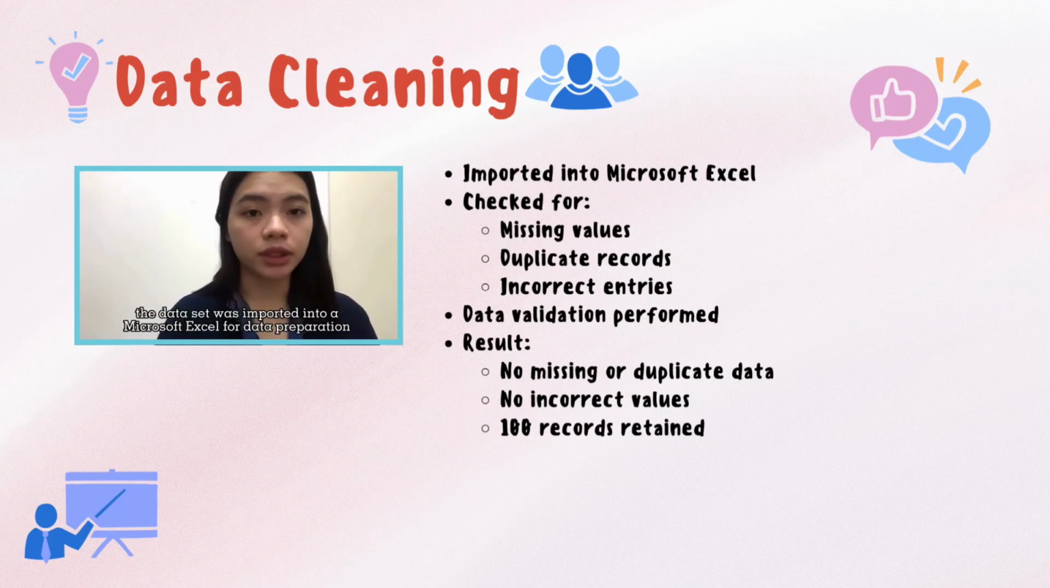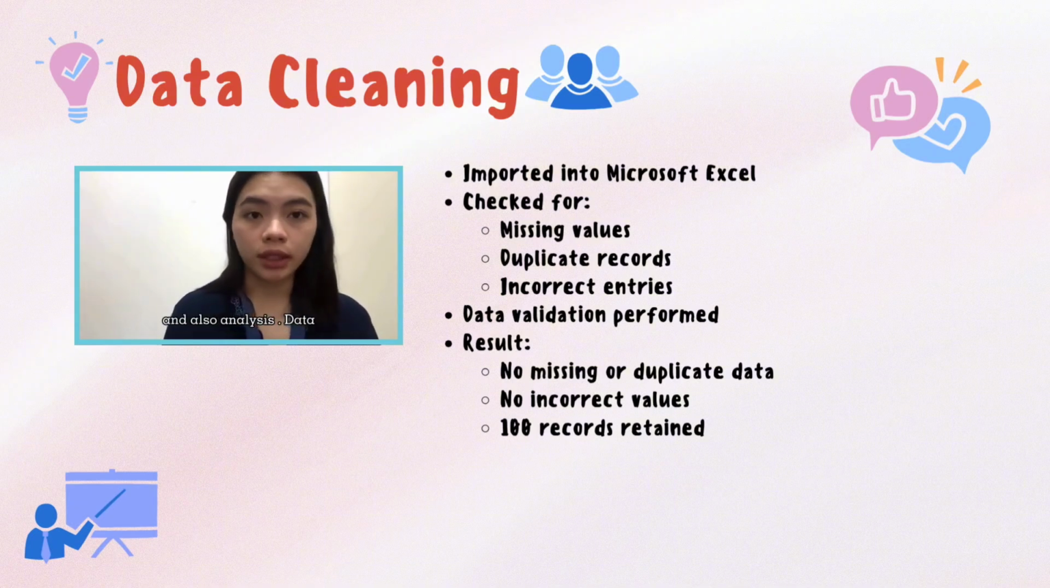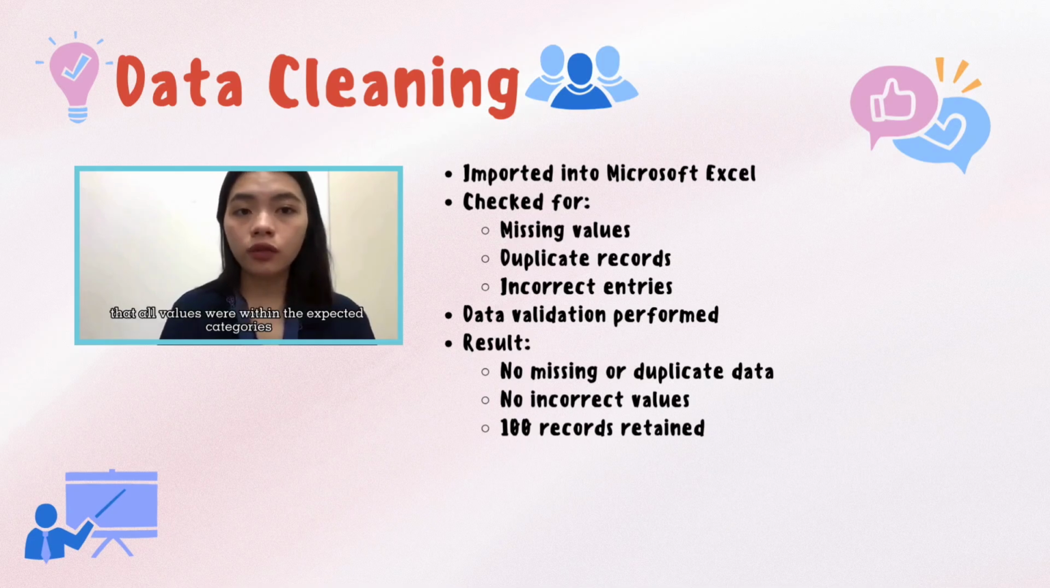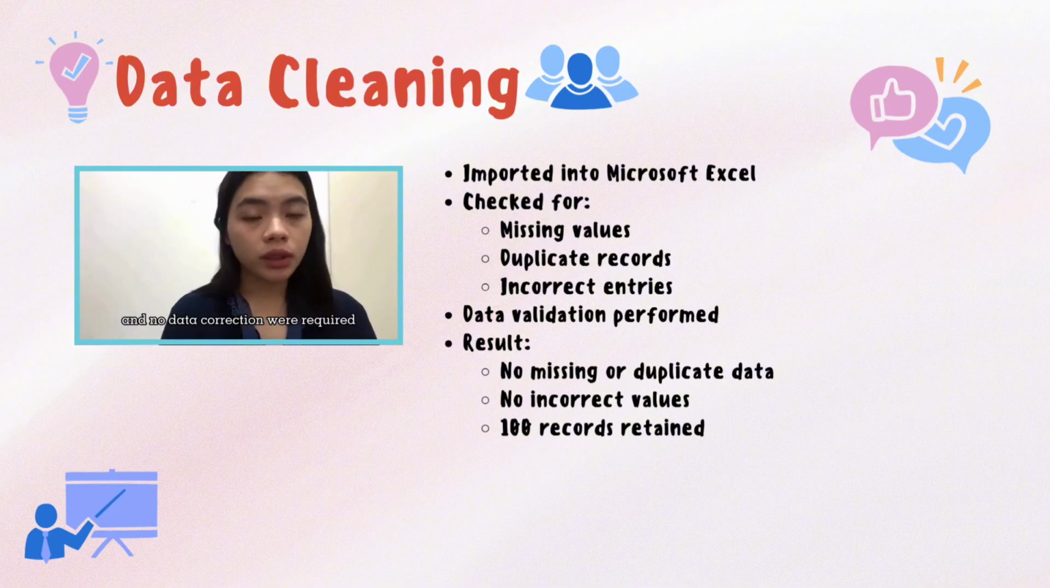The dataset was imported into Microsoft Excel for data preparation and also analysis. Data validation was also performed to ensure that all values were within the expected categories and also numerical range. The inspection showed that there were no missing values, duplicate records, or incorrect values in the selected variables. Therefore, all 100 student records were retained and no data corrections were required before proceeding with the statistical analysis.